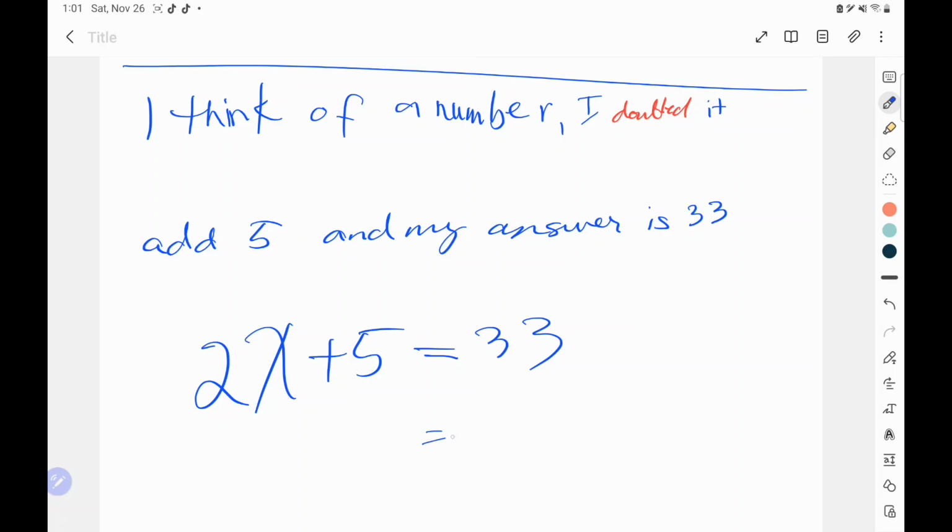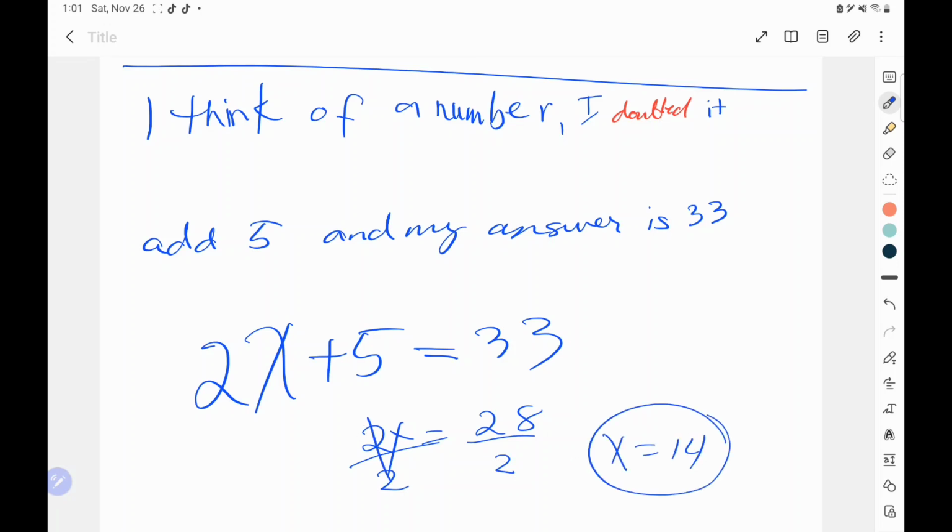Let's check. So that becomes 28 equals 2x. Divide both sides by 2. That becomes x is equal to 14. That's it. How did 33 become 28? We minus 5.